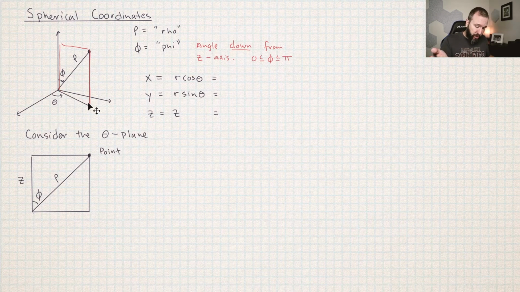Okay, so let's start labeling the pieces of information on this plane. Some of them are kind of obvious. The first one is the distance from the origin out to the point. That's this distance right here. That's going to be that diagonal in the plane right there. So that's rho.